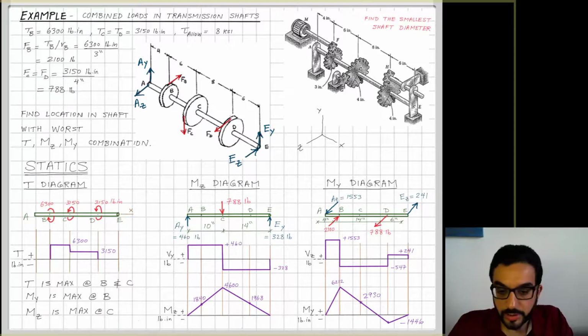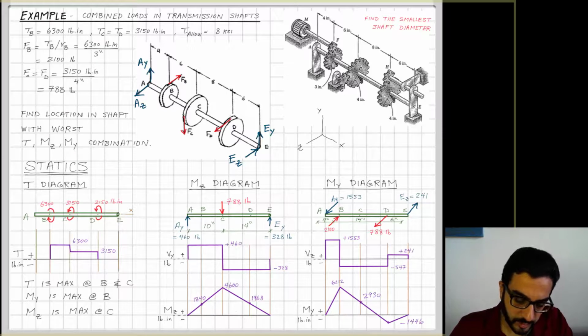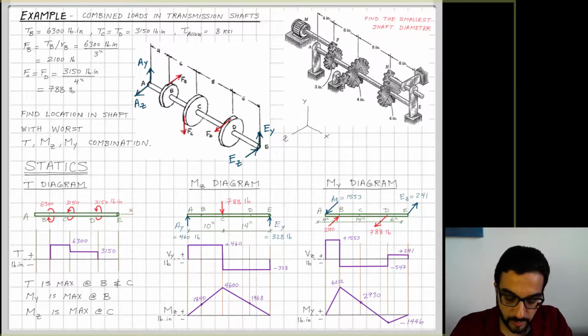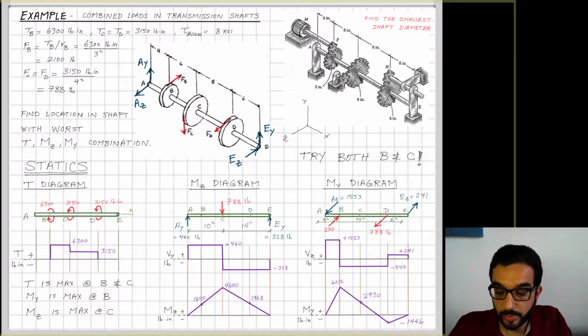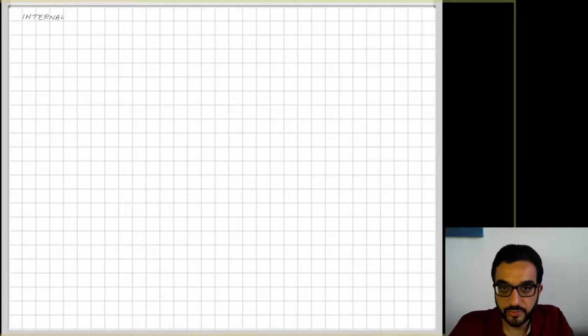So now I'm kind of split in between. I know that the torque is either at B and C, but one of the moments is maximum at B and the other moment is maximum at C. So what happens is I will have to consider both points, B and C, and try to figure out which one will govern the design. And this is what we will do.